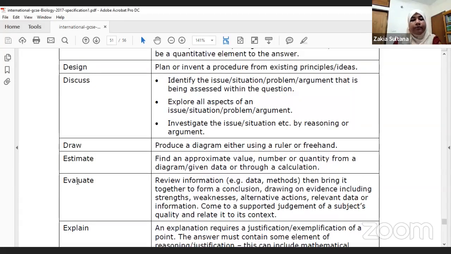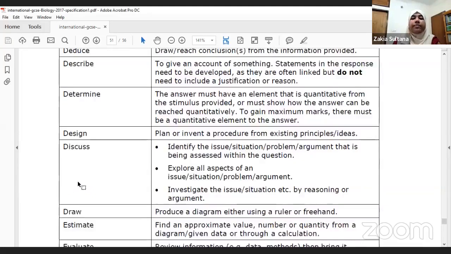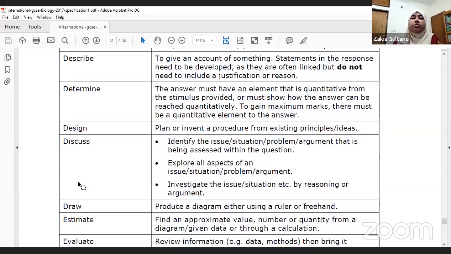Now, when we talk about describe or discuss, describe is where you need to give an account of something. Statements in the response need to be developed as they are often linked but do not need to include a justification or reason. This describe is usually with a table or with a graph where you need to describe it.